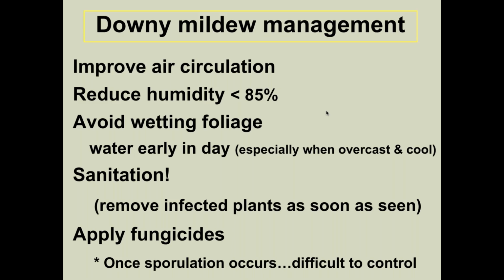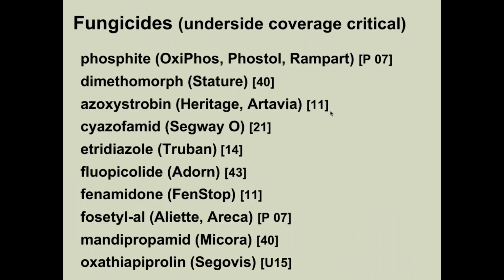Water early in the day, especially if you have overcast and cool weather, which favors downy mildew sporulation. As soon as you find infected plants, because downy mildew produces numerous spores and it's a fairly difficult fungus to control with fungicides, you've got to remove those infected plants. If you're seeing sporulation, it's really difficult to get control of downy mildew. So you really should remove and discard those infected plants.